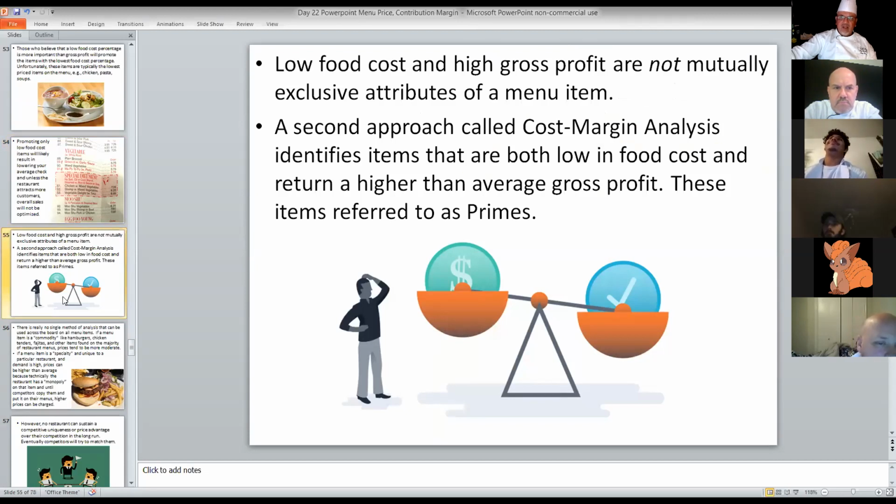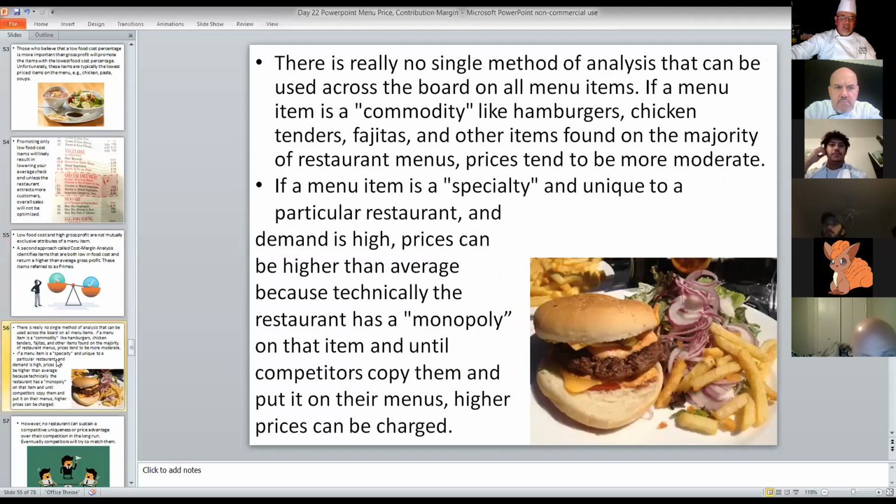A second approach, called cost margin analysis, identifies items that are both low cost and return higher than average gross profit. These items are referred to as primes. There is really no single method of analysis that can be used across the board.